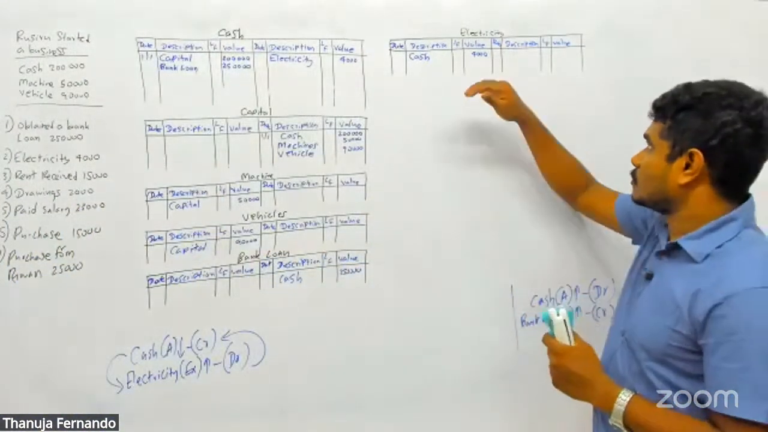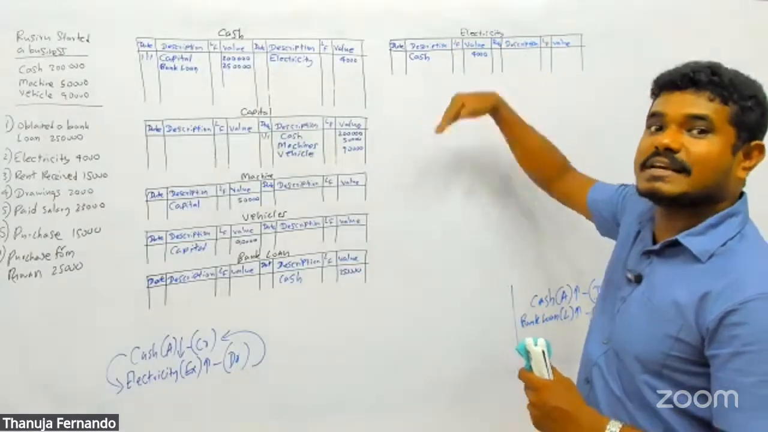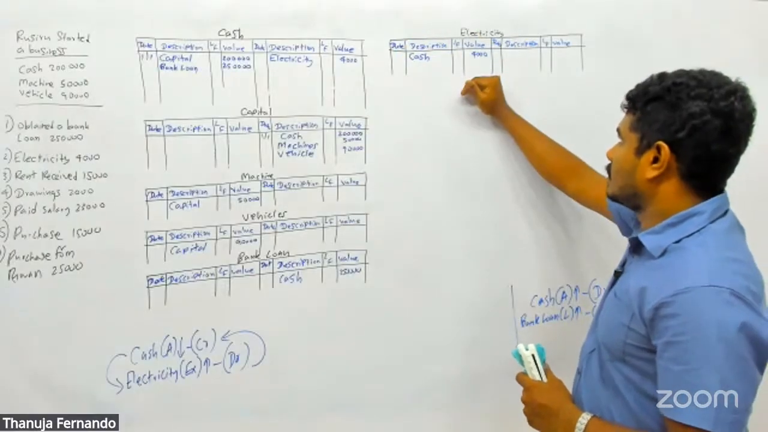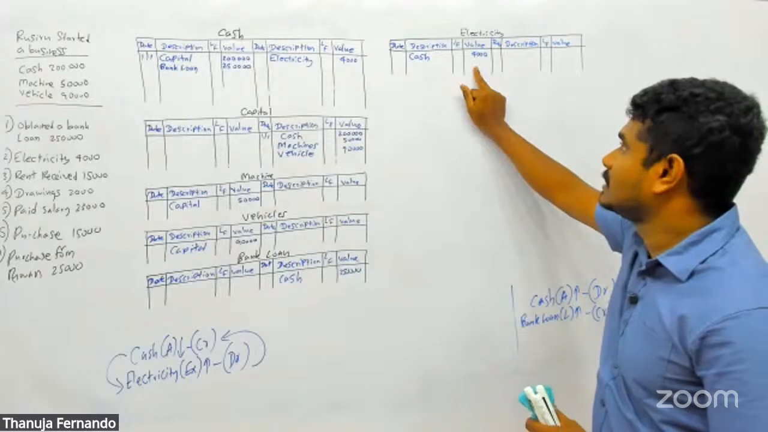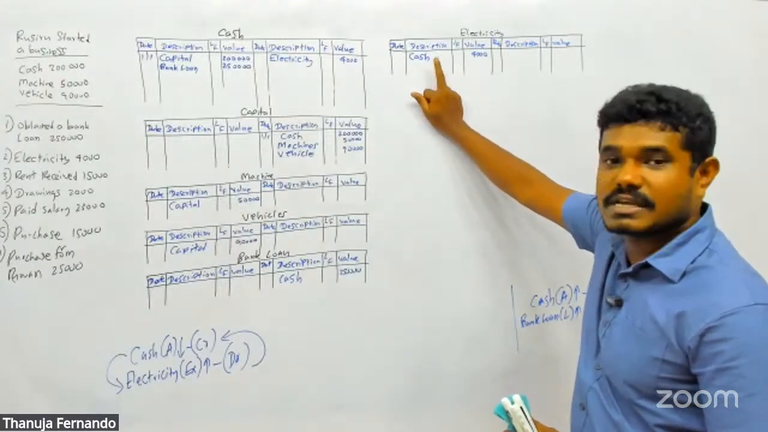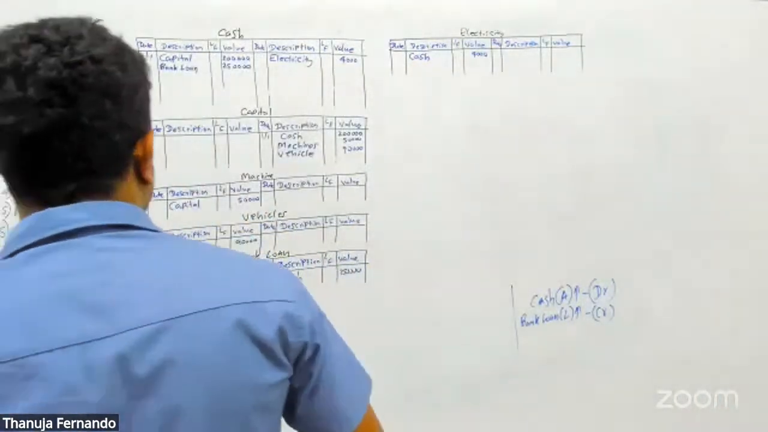Okay, in next one also, we can see electricity is an expense. Expense debit means expense increased. Expense increasing, debit. Then 4,000 electricity increased and we have paid in cash. That's why it is in the description as cash. Right? Next one, rent received.